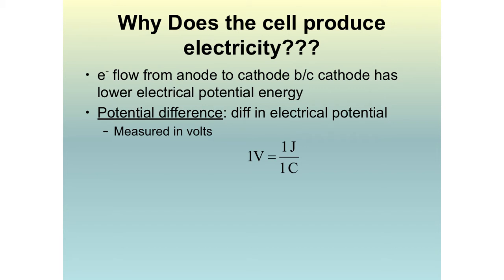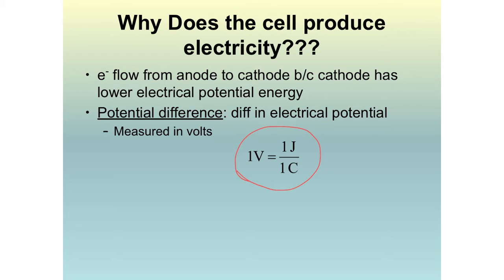So first thing, the reason why the electrons flow from the anode to the cathode is because the cathode has a lower electric potential energy than the anode does. You might know from physics that 1 volt equals 1 joule per coulomb. So if you've done physics, you have talked about coulombs.